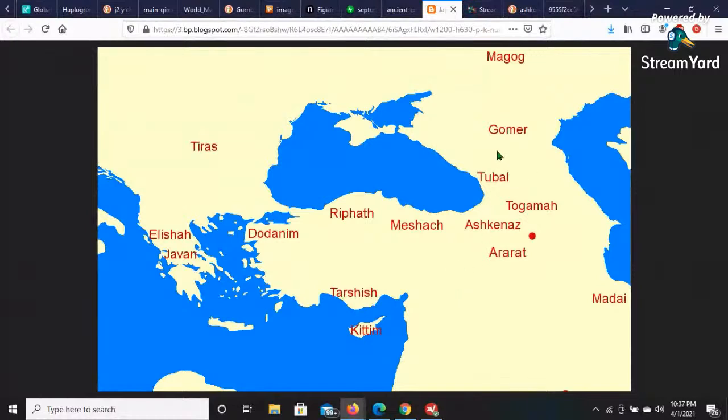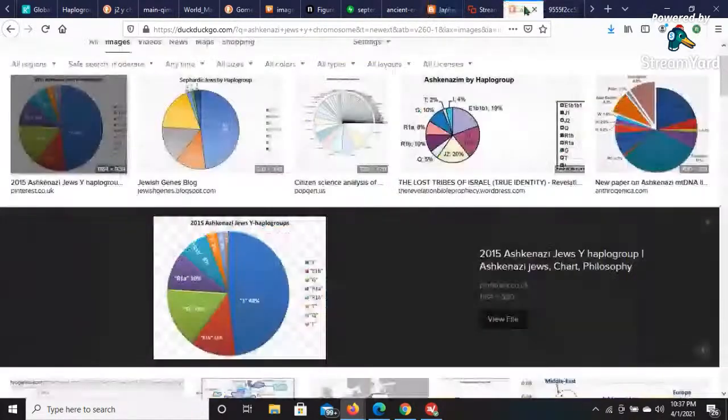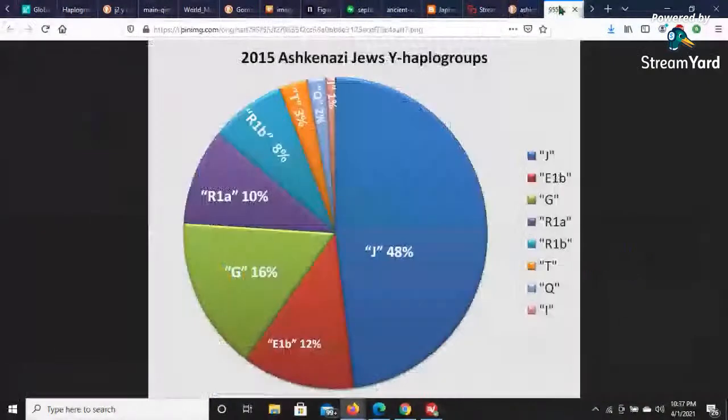But we can identify Gomer because he's the father of Ashkenaz, which settled over in this region over here and mixed in with the Jewish populations, so that this Jewish population has a huge amount of J Y chromosome, E1b, which is likely Canaanite, G, which is likely Assyrian, and the rest is Asian, with the exception of the I.